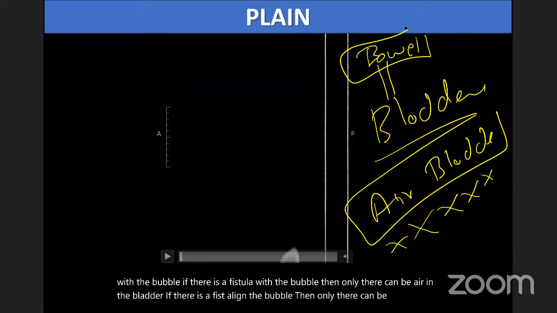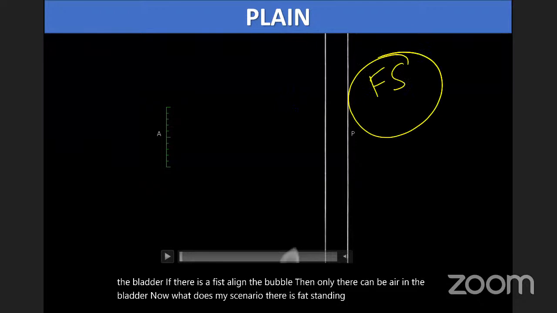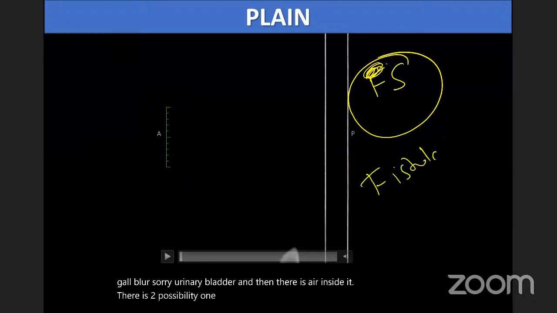Now, what was my scenario? There is fat stranding around the urinary bladder, and then there is air inside it. There are two possibilities. One, it can be a fistula. I'm telling you there is no fistula. Can you guess what else it can be?